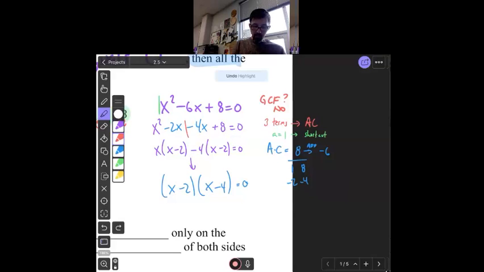Of course, if x minus 2 equals 0, then x must equal 2. And if x minus 4 equals 0, then x must equal 4.